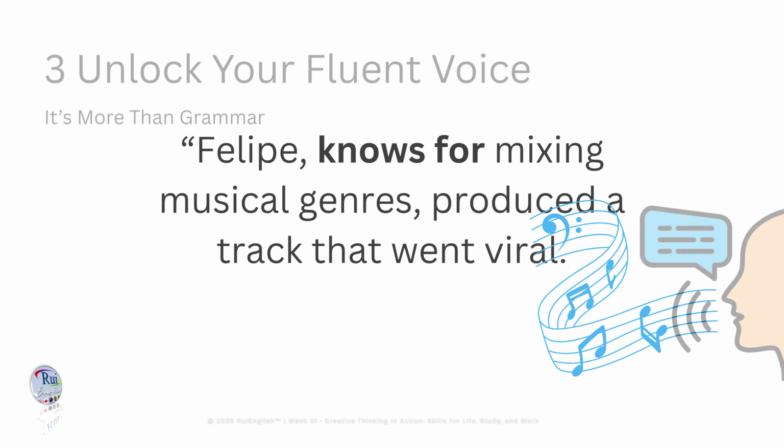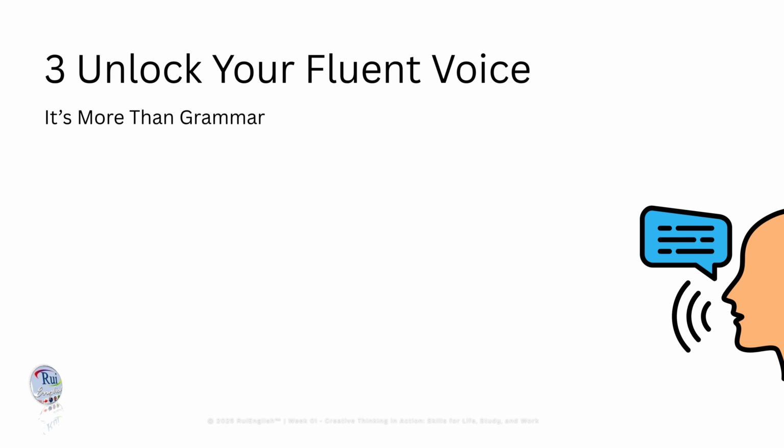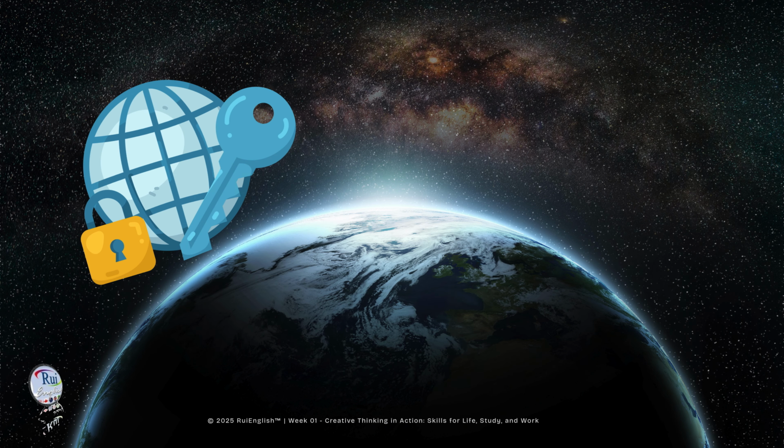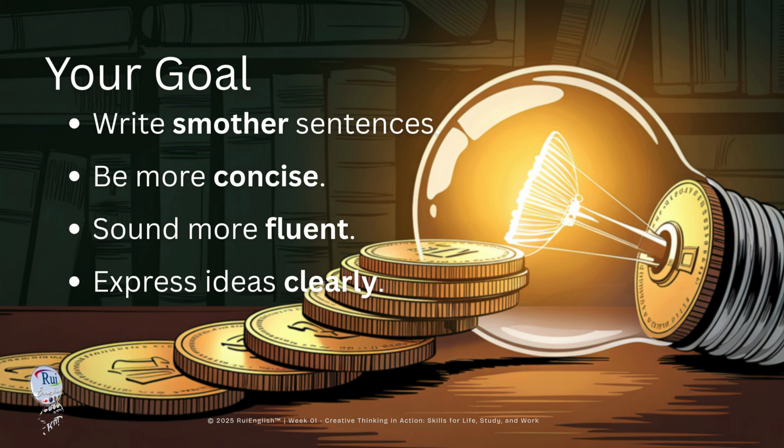So, as we start to wrap this up, let's connect this all back to the bigger picture. Mastering a technique like this, it isn't just about grammar. It's about unlocking your own fluent voice in English. And that's really what we're about. See, fluency isn't just about memorizing rules from a textbook. It's about using language as a key to unlock the world, to really connect with people, and to share your ideas in a powerful way. This is the real goal. The techniques you learn today, writing smoother, more concise sentences, they're the tools that help you do all of this.